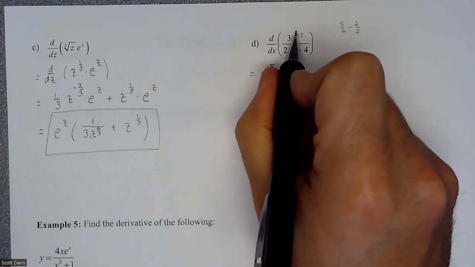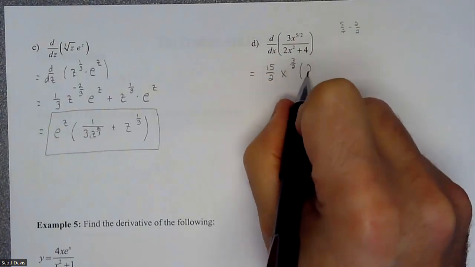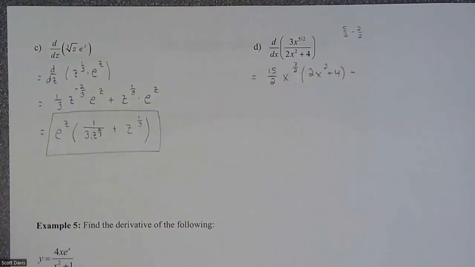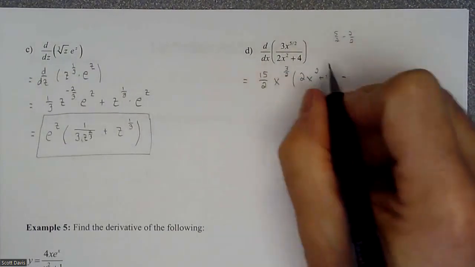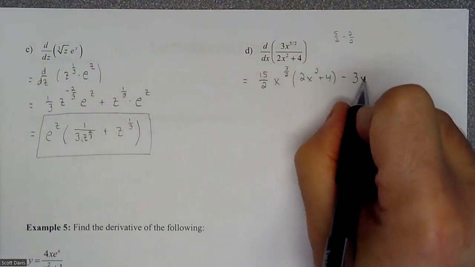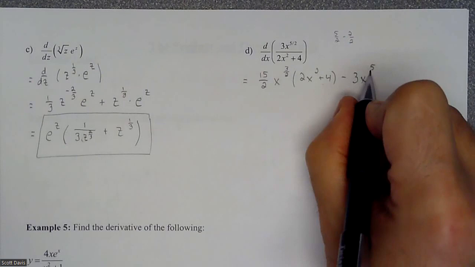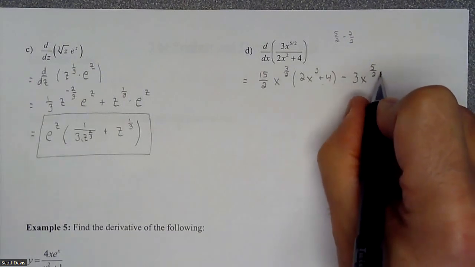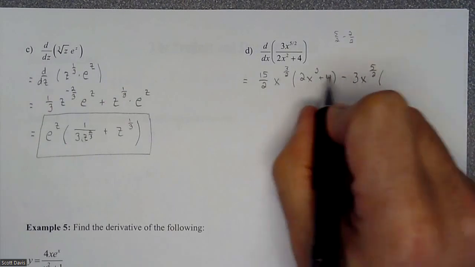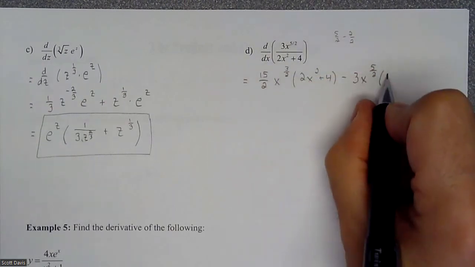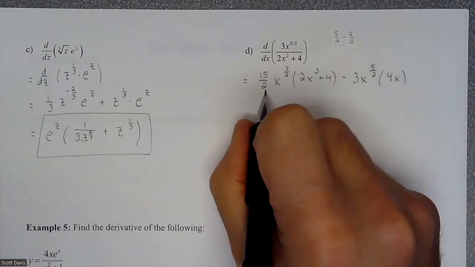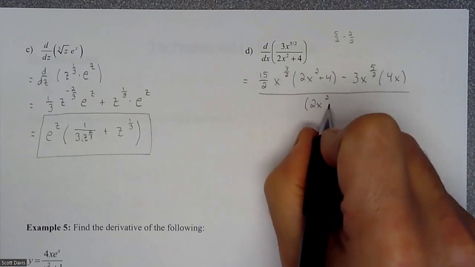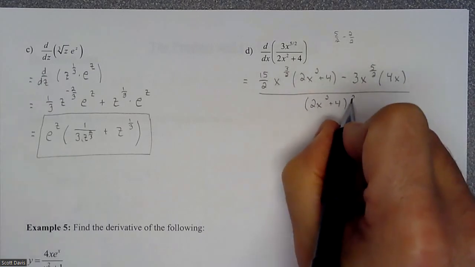So the derivative of the top times the bottom, 2x squared plus 4, minus the top, 3x to the 5 halves, times the derivative of the bottom. The derivative of the bottom just turns into 4x. And then that is all over the denominator, 2x squared plus 4 squared.